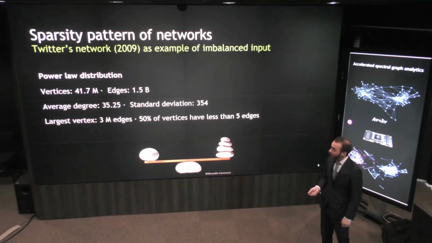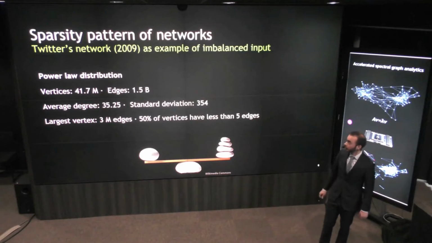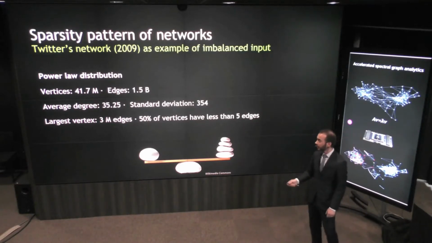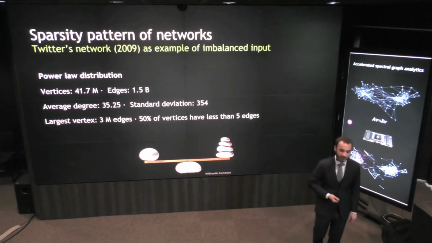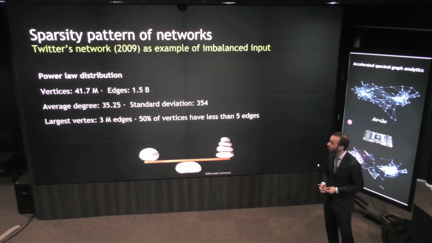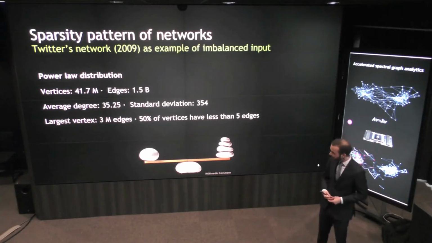The other very important thing to notice is the size of the graph. So here is the real Twitter network that we take, for example, and you can see that we have 1.5 billion edges, which means that in memory it will be about 12 gigabytes. So it will fit on a GPU, but that's still an important data set.